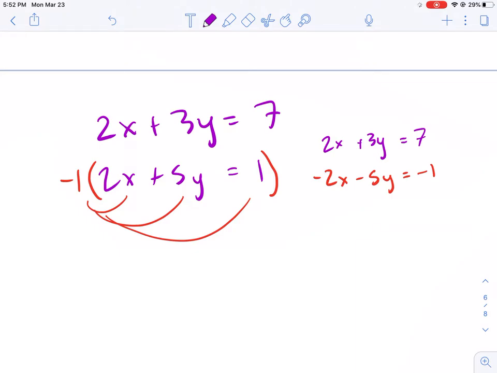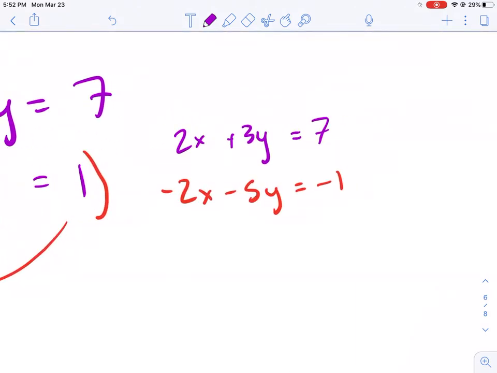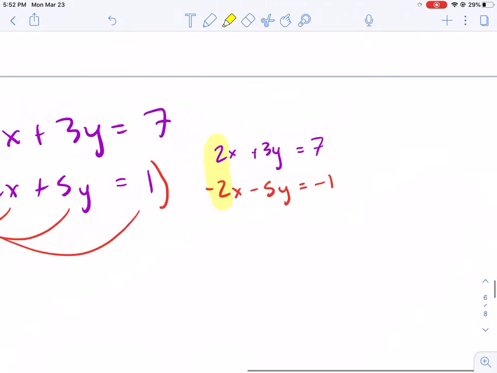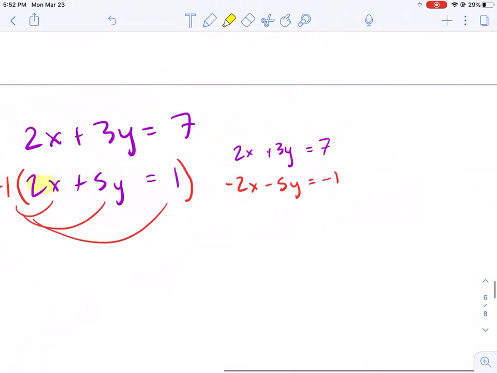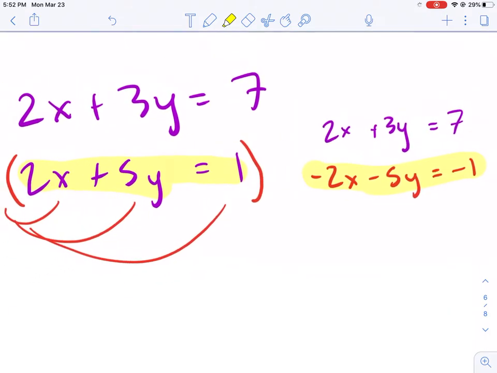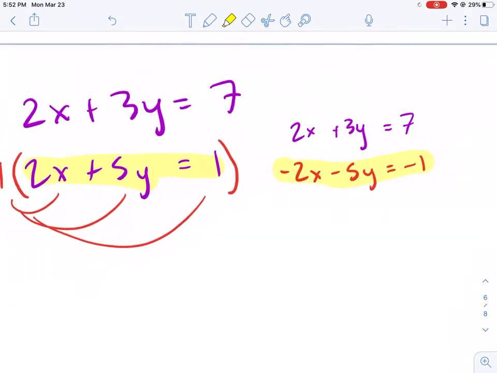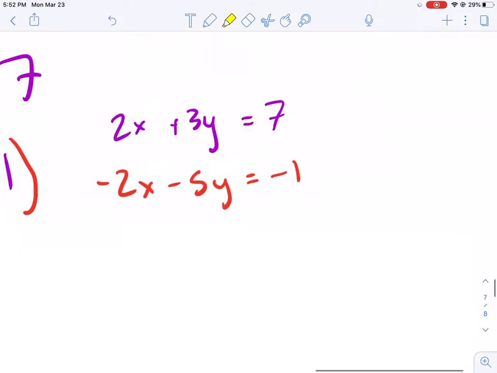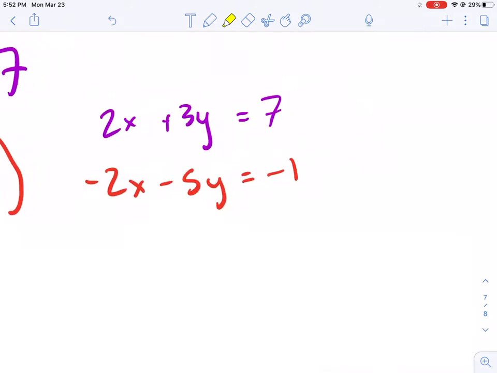So we had 2x plus 3y equals 7. Are these opposite coefficients now? Now they are. Now you're saying, whoa, whoa, whoa, back up. These are two different equations. Although they look like they're two different equations, they are equivalent because they have the same value. What we multiplied by, we did to both sides of the equal sign, so we're good. It looks different, but it is the same equation, and now it makes it easier for us to use elimination.